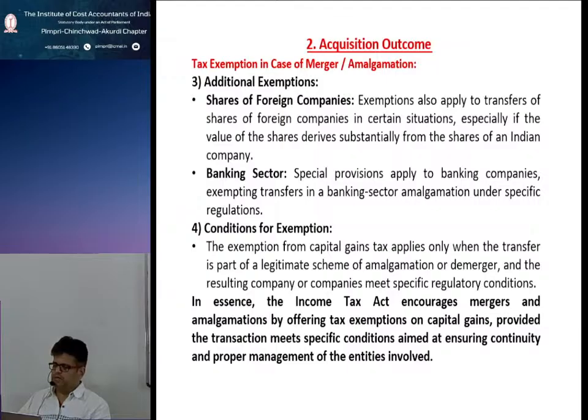The exemption from capital gains tax applies only when the transfer is part of a legitimate scheme of amalgamation or demerger and the resulting company or companies meet specific regulatory conditions. So in essence, the Income Tax Act encourages mergers and amalgamations by offering various tax exemptions on capital gains, provided the transaction meets specific conditions aimed at ensuring continuity and proper management of the entities involved.